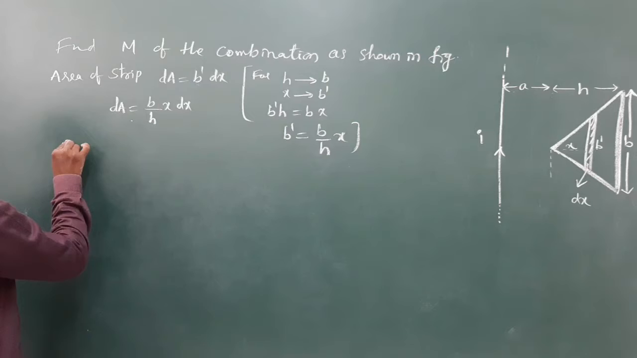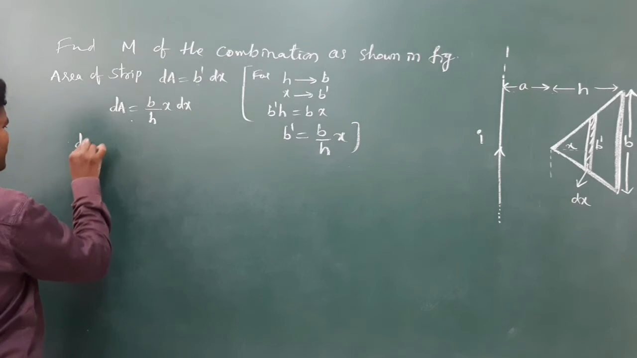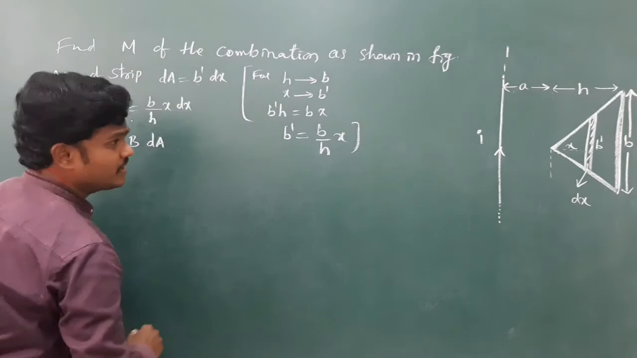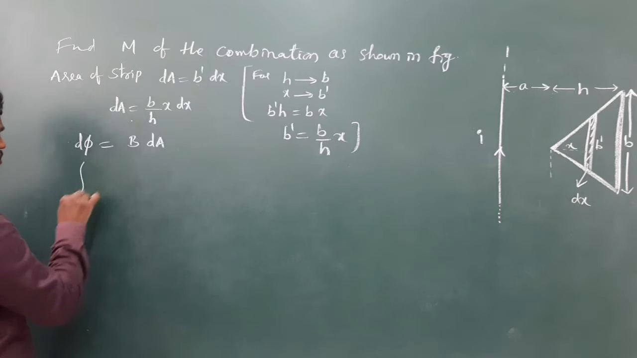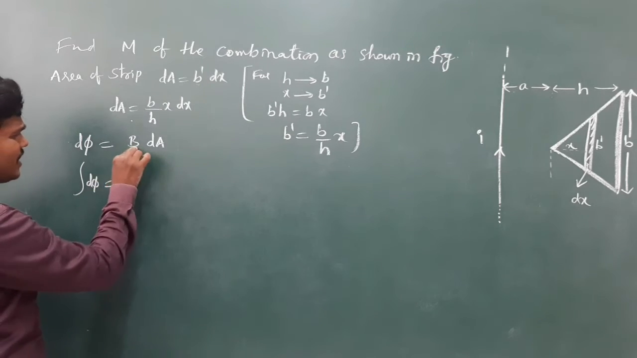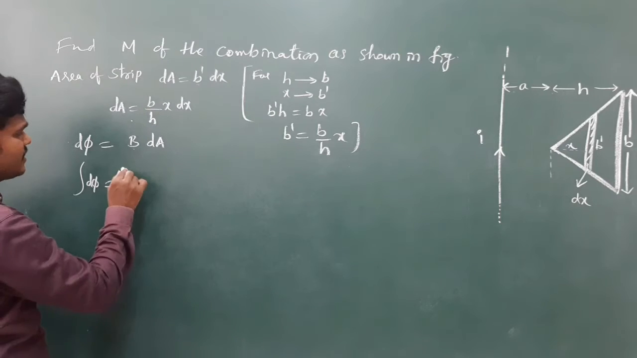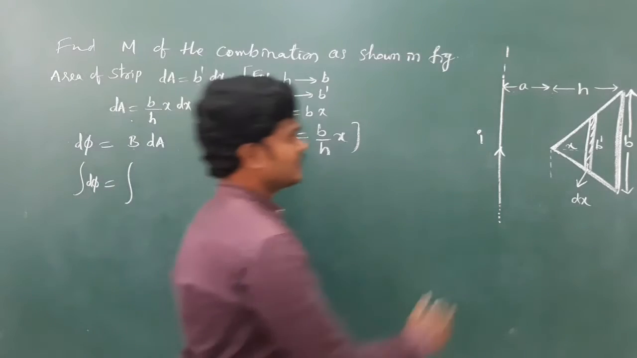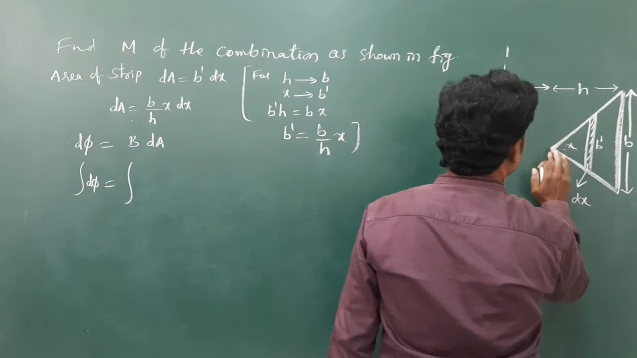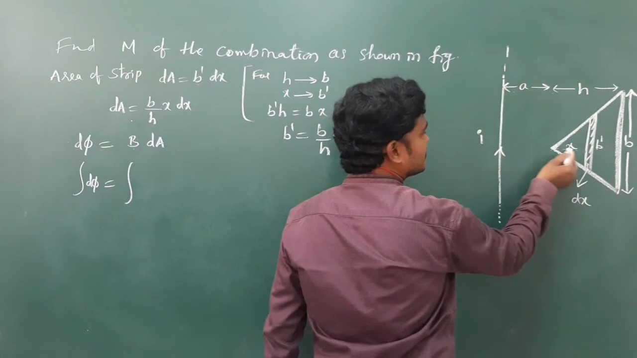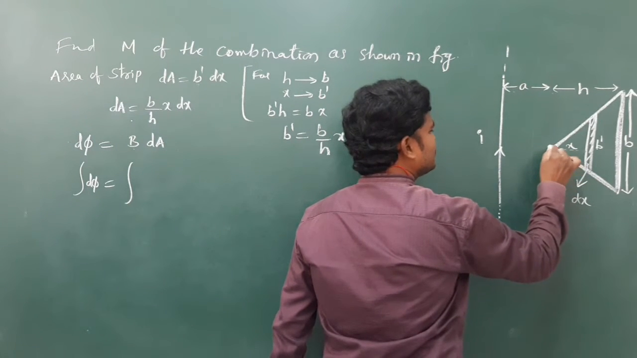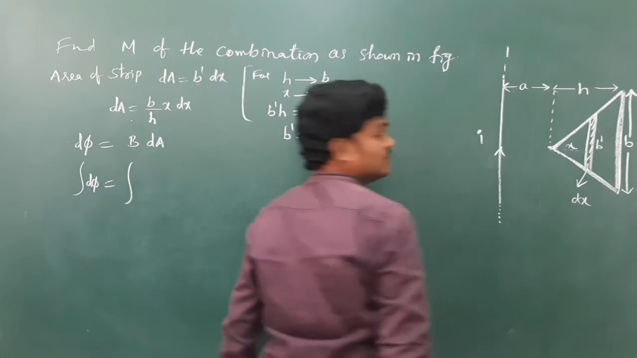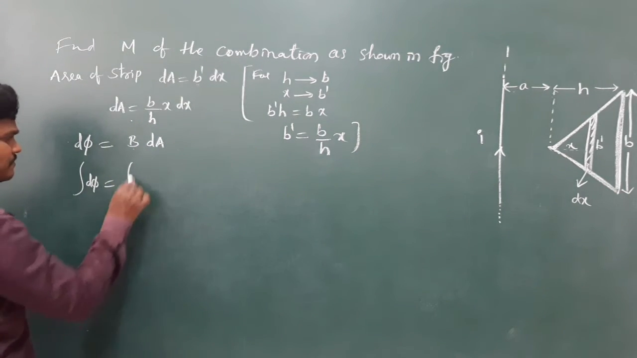And the flux through the small strip. The magnetic flux we can write as d phi, which is equal to B dA. If you apply the integration, see the limits. What are the limits here? I am taking x from this point, so the starting limit of x is 0 and the ending limit of x is h. So limits are 0 to h.